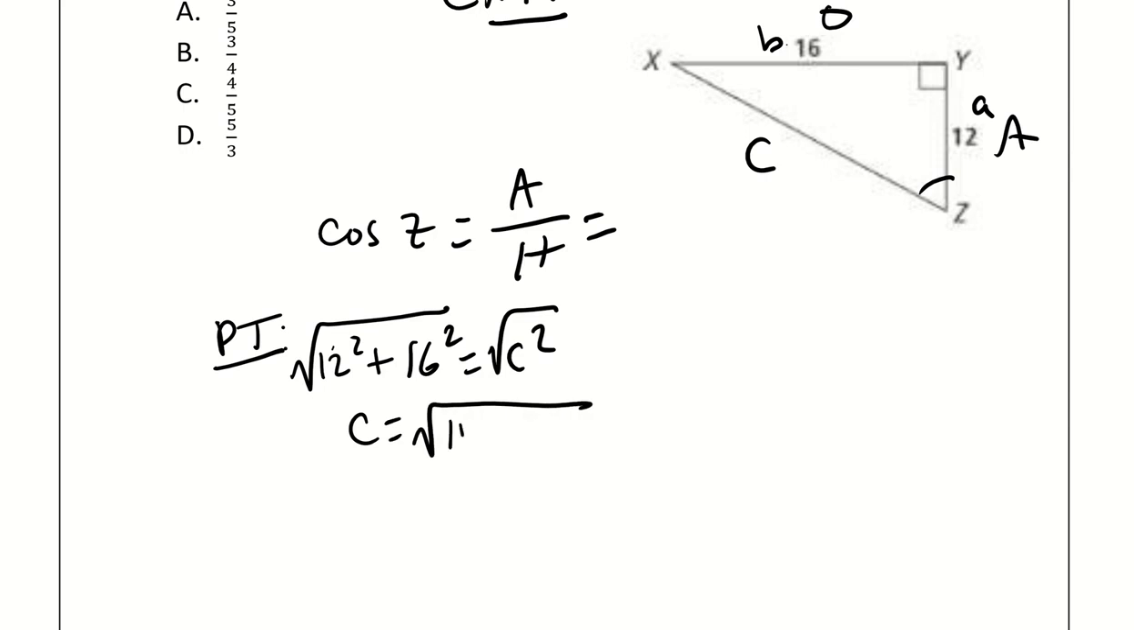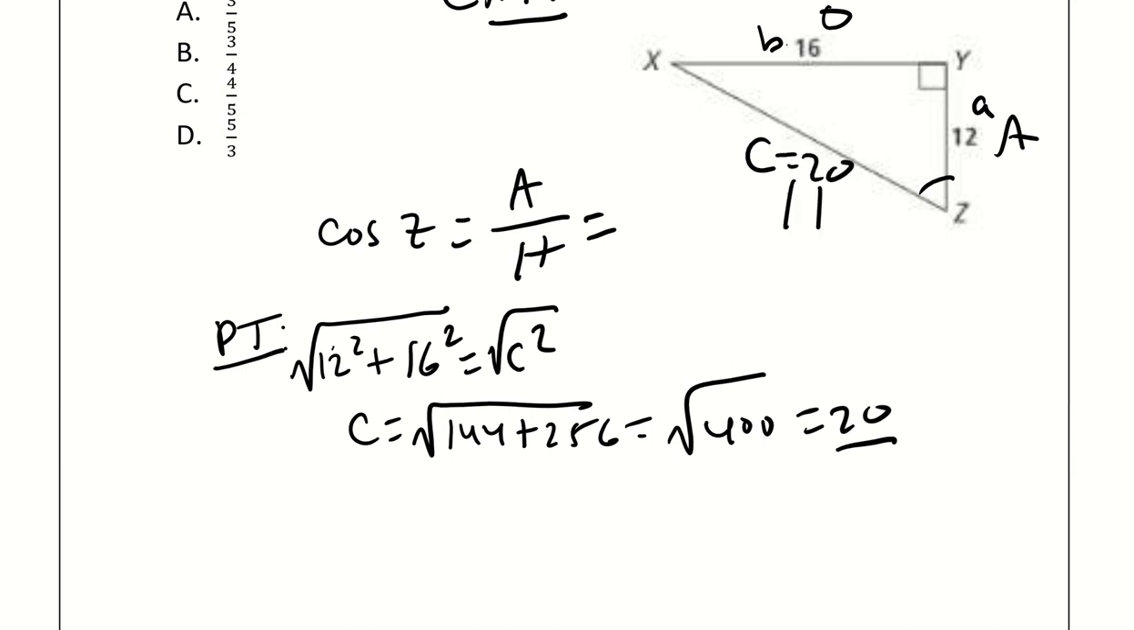So 12 times 12 is 144. 16 times 16, I believe, is 256. So we're going to add those together. We get 400, and the square root of 400 is 20. So this is 20, which is my hypotenuse.